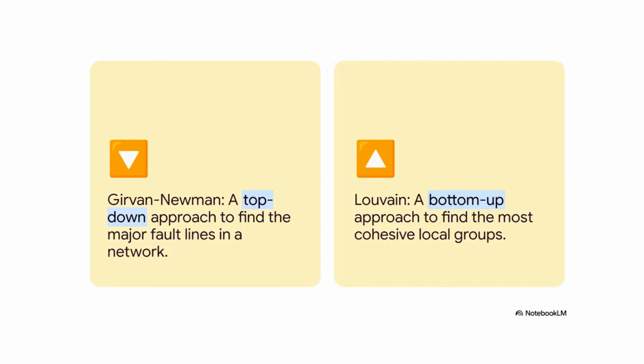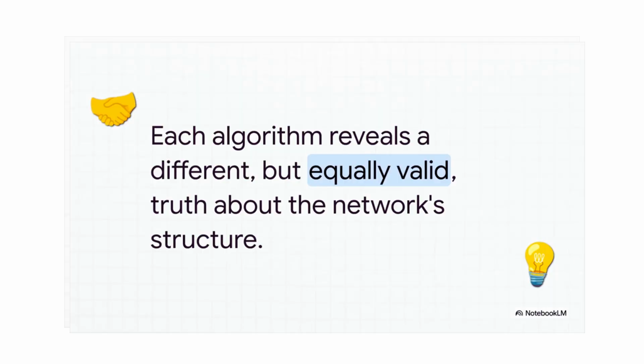See, it all comes back to their different philosophies. Girvan-Newman's top-down approach is designed to find the major fault lines, the big divides in a large population. Louvain's bottom-up approach is built to find the most tight-knit, cohesive little local groups. They're asking fundamentally different questions. And because of that, each algorithm reveals a different but equally valid truth about the network. It's not that one is wrong and the other is right. They're simply giving us different perspectives on the same complex reality.